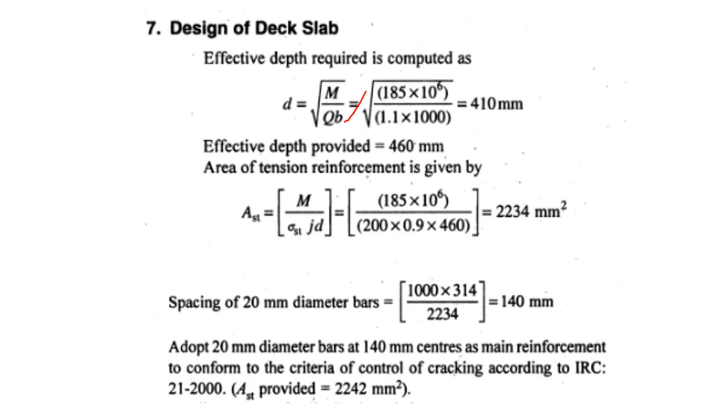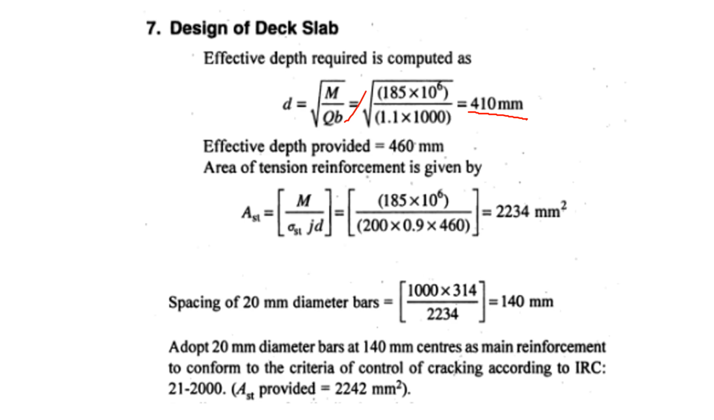So the bending moment we have was found to be 185 kilonewton meter, so it is 185 into 10 to the power 6 divided by the moment of resistance coefficient, which is 1.1, into B, for per meter slab, it is 1000. So the effective depth D required is 410 mm. The effective depth provided is 460 mm, which is greater than D required.